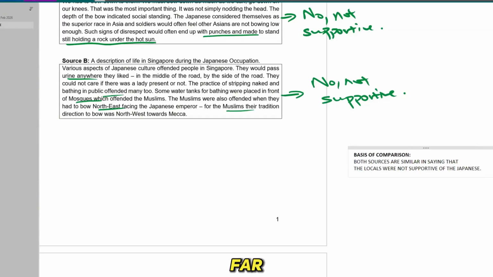You all get it so far? Right? You understand so far? That's my basis. What's the next step for similarity? Give evidence. Right? Evidence from source A and B.